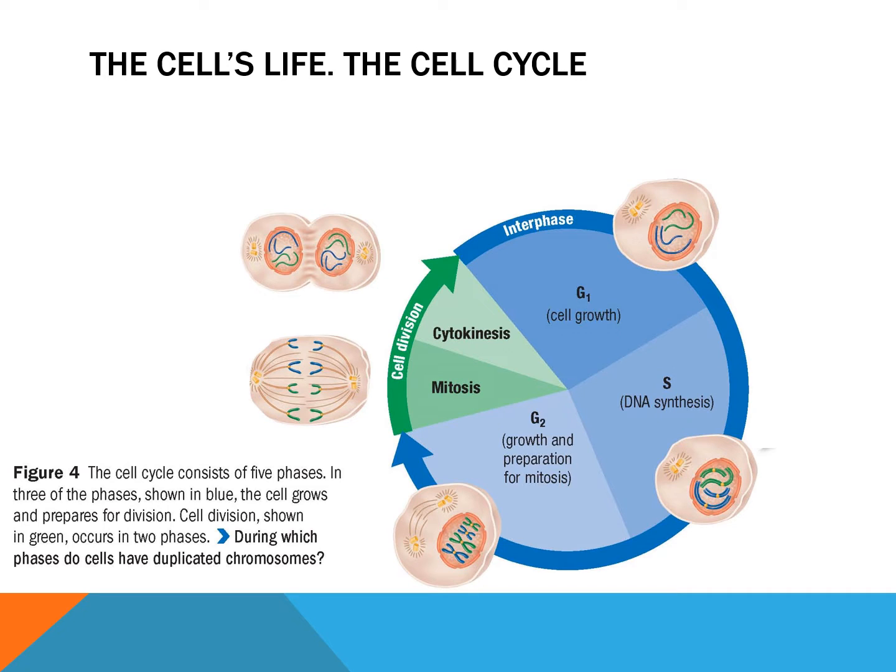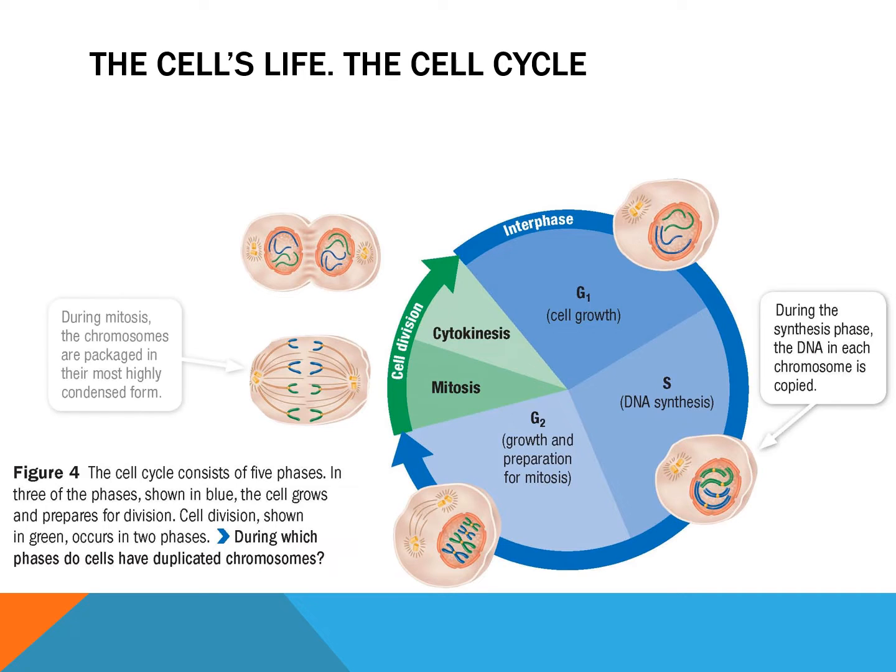This figure shows the cell cycle, and it consists of 5 phases. In 3 of the phases, shown in blue, the cell grows and prepares for division. Cell division, shown in green, occurs in 2 phases. During which phases do cells have duplicated chromosomes? During the synthesis phase, the DNA in each chromosome is copied. And during mitosis, the chromosomes are packaged in their most highly condensed form.